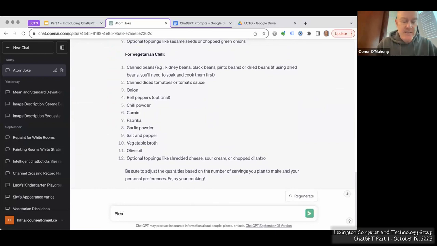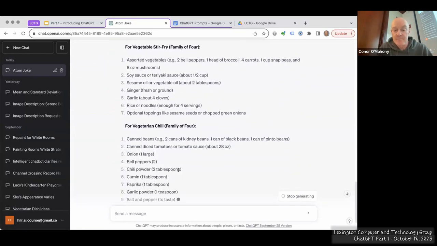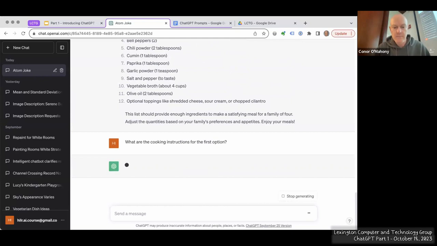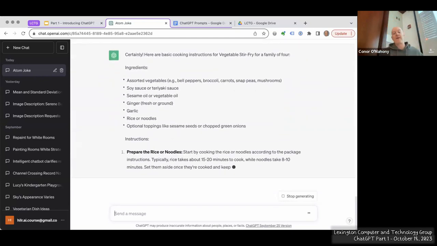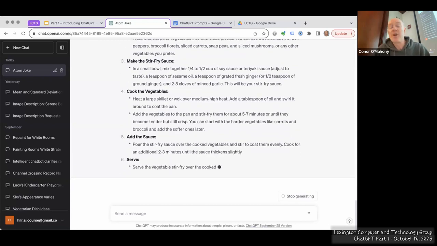So please change the shopping list for a family of four. And hopefully, yeah, here we go. Now I've actually got quantities in here. That's pretty good. As you can see, it's pretty smart about keeping context and responding back. Then what if we say, what are the cooking instructions for the first option? Now I've had my shopping list with quantities, and I've got my instructions here. If you look through them, they're pretty good.